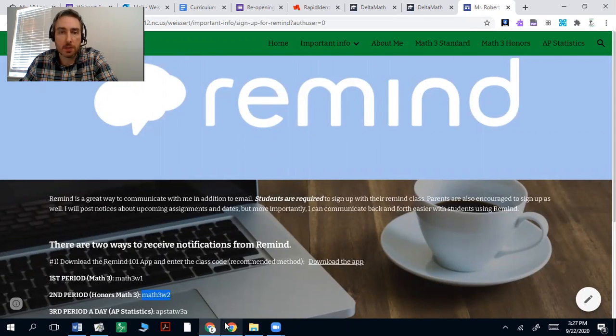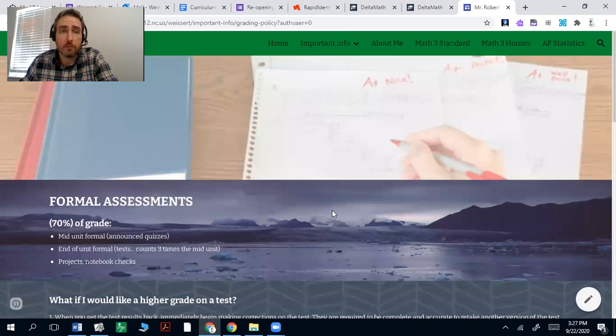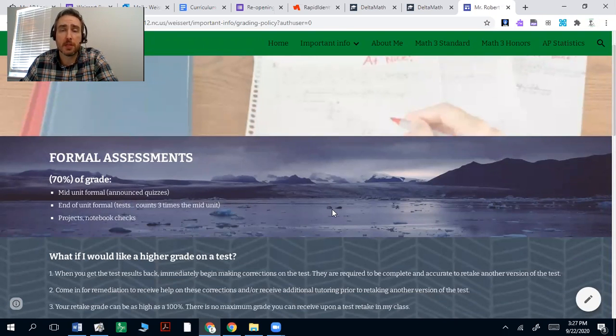So let's talk about what the course is going to look like. This stuff doesn't change. This is all my contact information and grading policies. Your grades are going to be 70% formal and 30% informal. The formal grades are the unit tests that they take in Math 3. Those are typically administered on SchoolNet, although there are some retakes on Canvas, and students do have the option to retake those. Those tests are made by the district, so retakes I have to create, which sometimes takes a little bit of time, but I will have a retake for almost every major unit test.